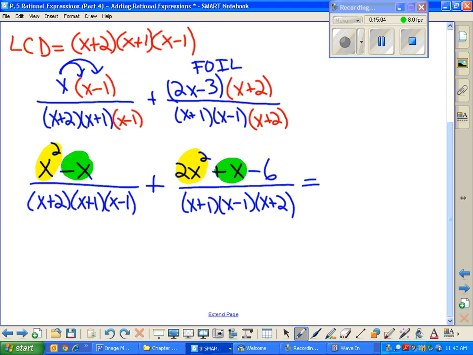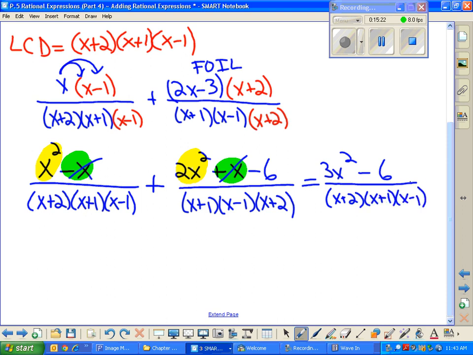2x squared plus 1x squared is 3x squared. Positive x and negative x cancel each other out. We have minus 6 left over there. And that's all over my LCD.